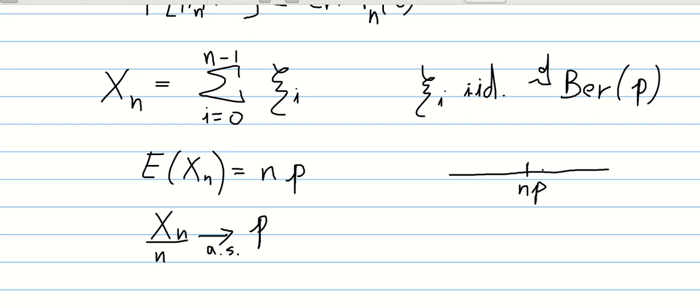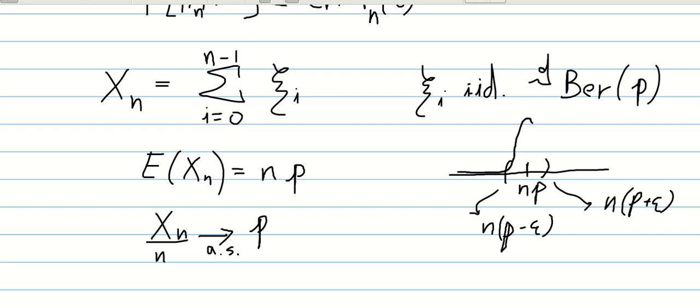And we also know that X_n over n converges to p almost surely by the law of large numbers. So we do expect, for example, if we use the weak law of large numbers, that for any epsilon around this, so this is going to be n times (p minus epsilon), and this will be n times (p plus epsilon), the probability that X is outside here should be going to 0 with n, and the probability that it stays inside the interval is going to 1. So this has approximately probability 1. But how close to 1?